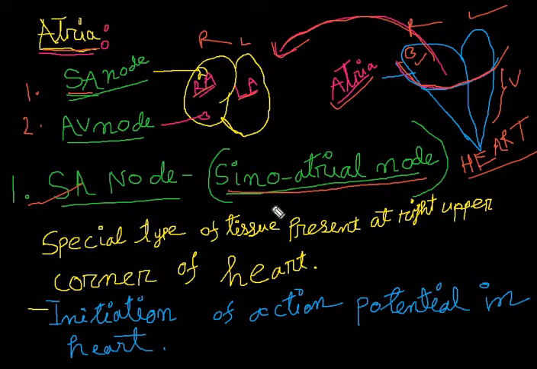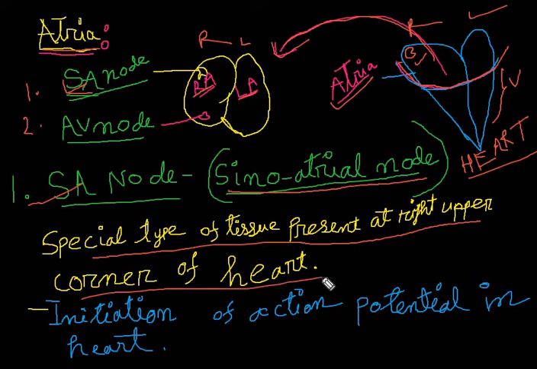And what is SA node? SA node is a special type of tissue present at the right upper corner of heart. This is right side and this is the upper corner. This is called SA node. Where is SA node present? SA node is present at the right upper corner of human heart.